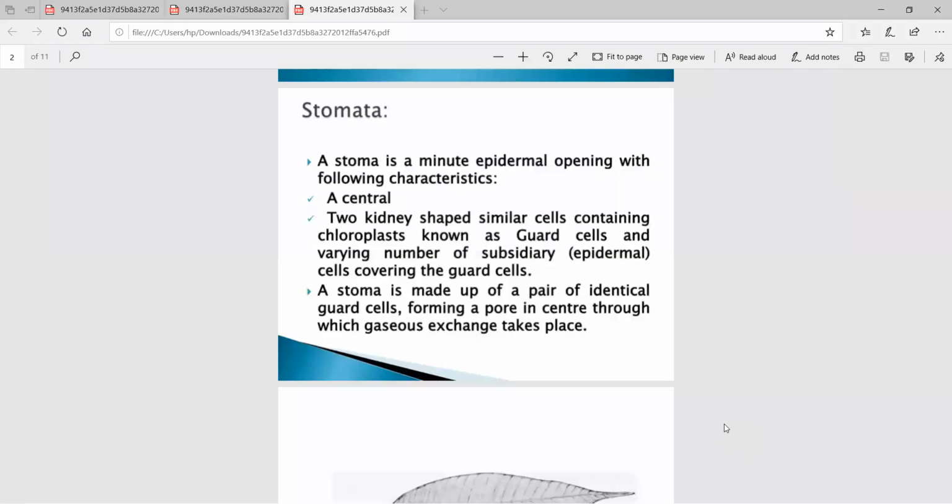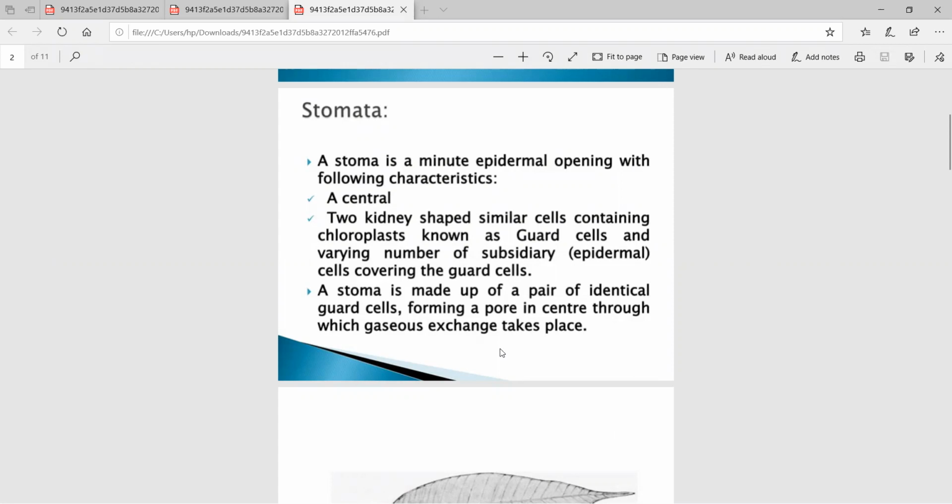Okay, so the next topic is types of stomata. Generally stomata are present in the epidermal region. Based on the arrangement of these guard cells and subsidiary cells, the stomata are classified into different types, mainly 4 types.